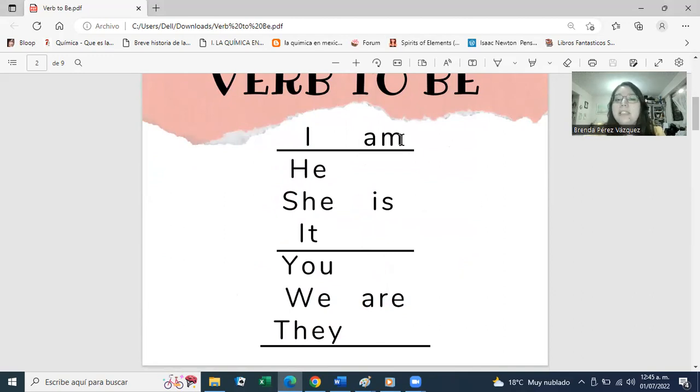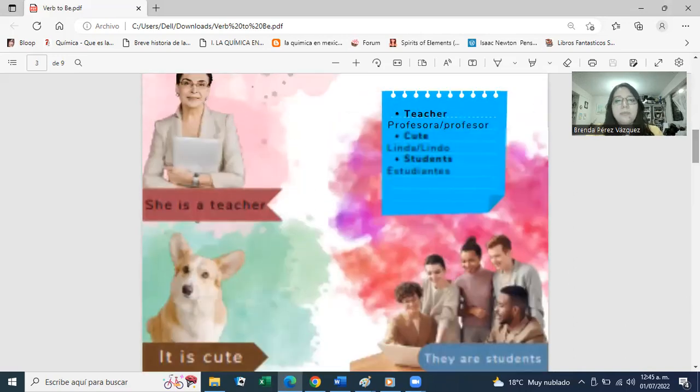I siempre va a ir con am. He, she e it, o cualquier cosa de lo que hablemos que sea singular, va a utilizar is. You, we y they, o cualquier cosa plural, va a utilizar are. Vamos a checarlo con examples.